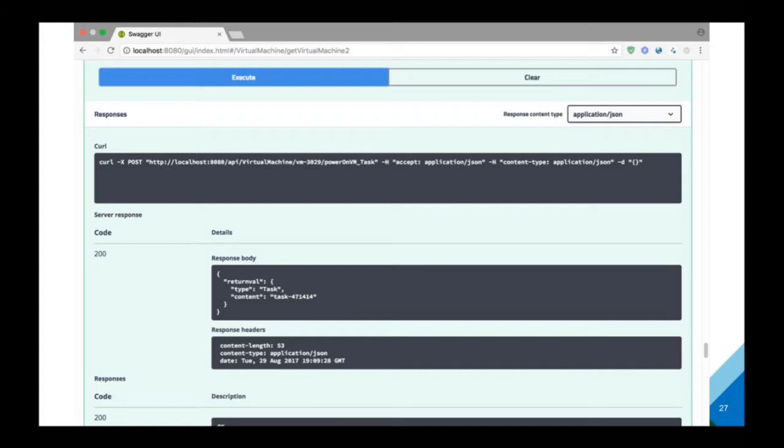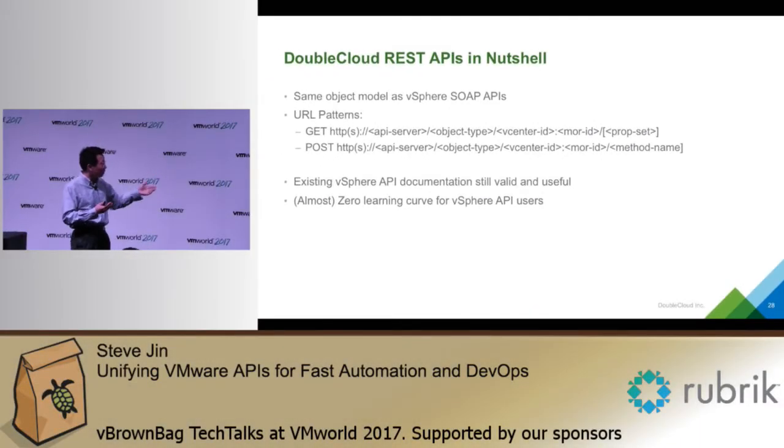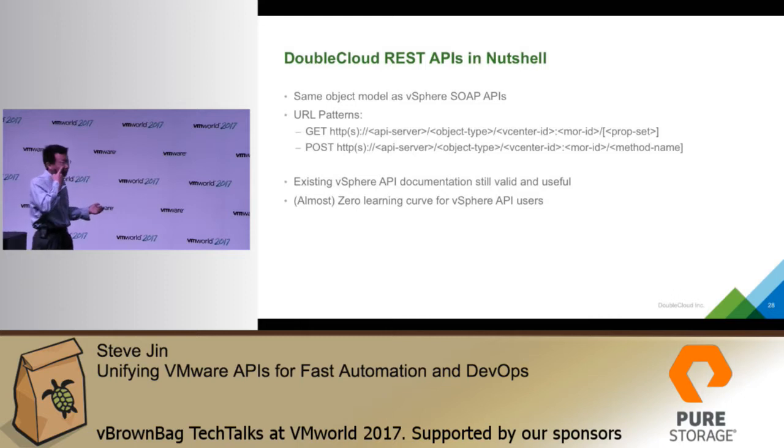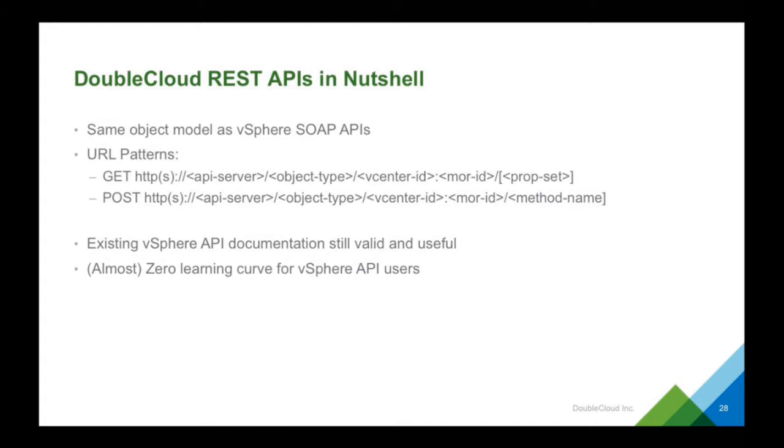So you will get a return. This is a task object, and then we have the task ID. With that task ID, you can go to the task resource and grab that information. Very easy. So in summary, this REST API is the same as the vSphere SOAP API. The URL pattern is very simple. Right? You put a server name, object types. You can optionally have a vSAN ID out there, and MOB, and you can get a property, and then you take action. Very simple. Almost, I would say, zero learning curve.